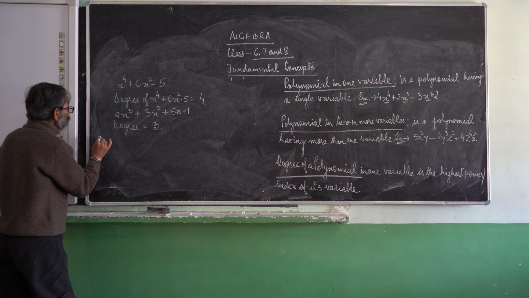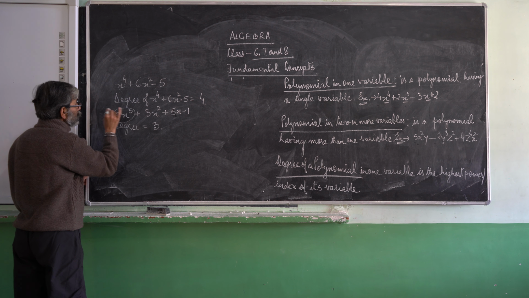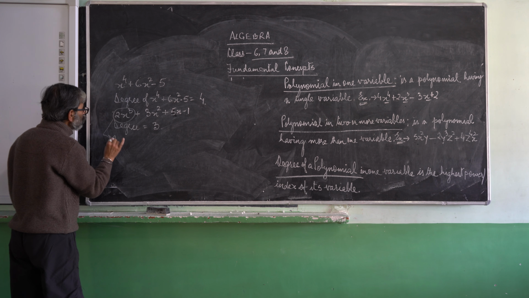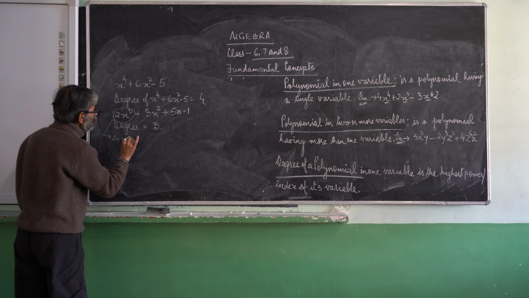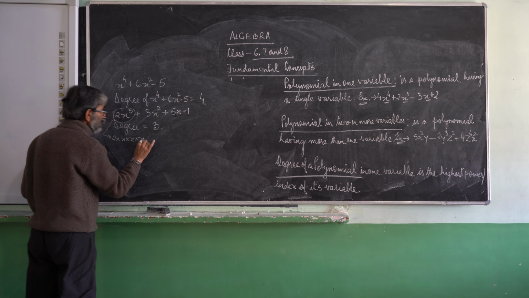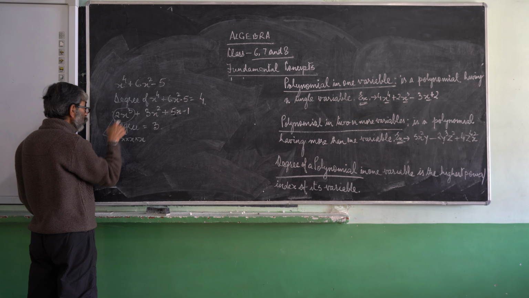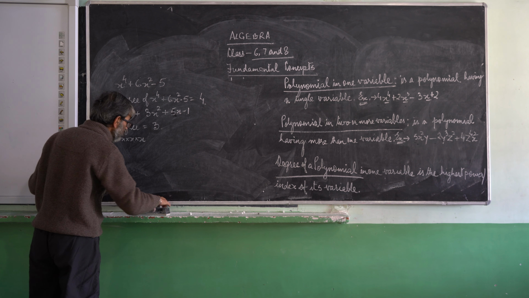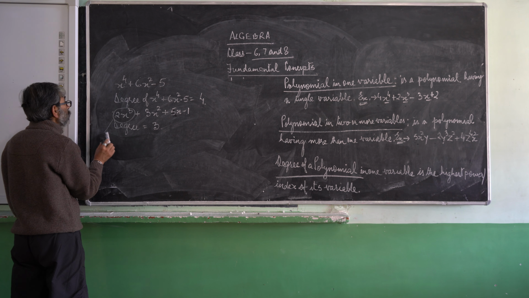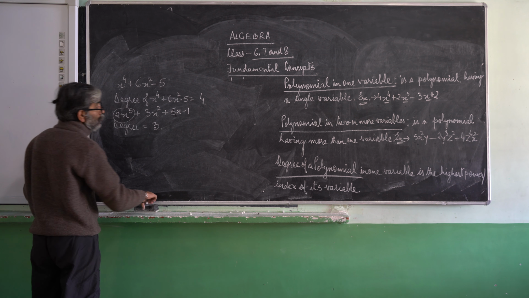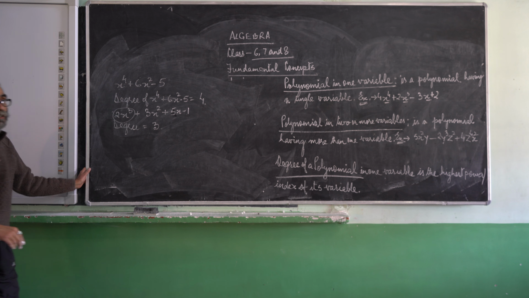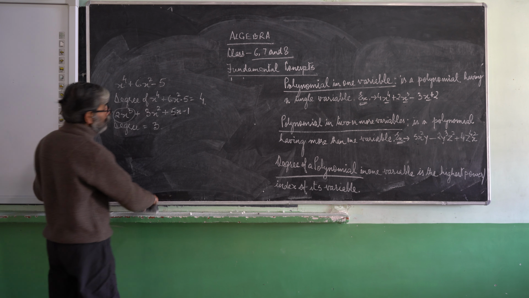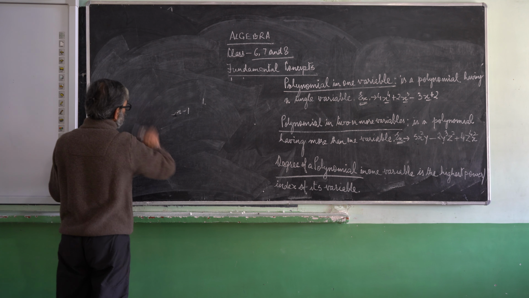This means this can be expressed as 2 into x into x into x. The power of x is 3, not the whole expression. Only the power of x is 3, so x cube can be written as x into x into x. When a number is raised to a power, it is equal to the number multiplied by itself that many times that the power is. Is it clear? Now then we move on to degree of a polynomial.